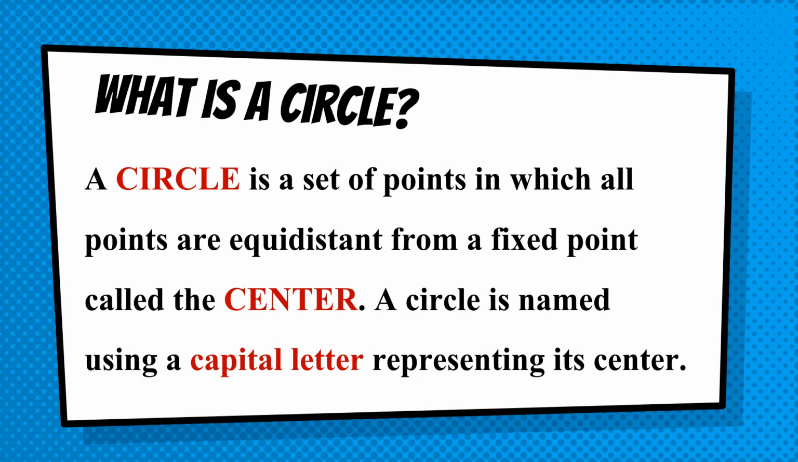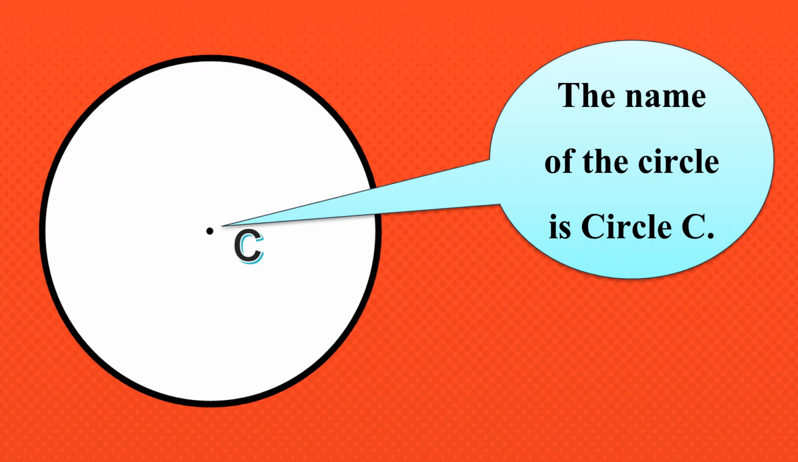A circle is a set of points in which all points are equidistant from a fixed point called the center. When we say equidistant, merong pare-parehong sukat or pare-parehong layo mula sa isang point na tinatawag nating center. A circle is named using a capital letter representing its center. Like this. Kung makikita nyo sa figure natin, yung point na nandun sa gitna ng circle ang nagre-represent sa kanyang center. And we will name it as point C. That's why the name of the circle is Circle C.